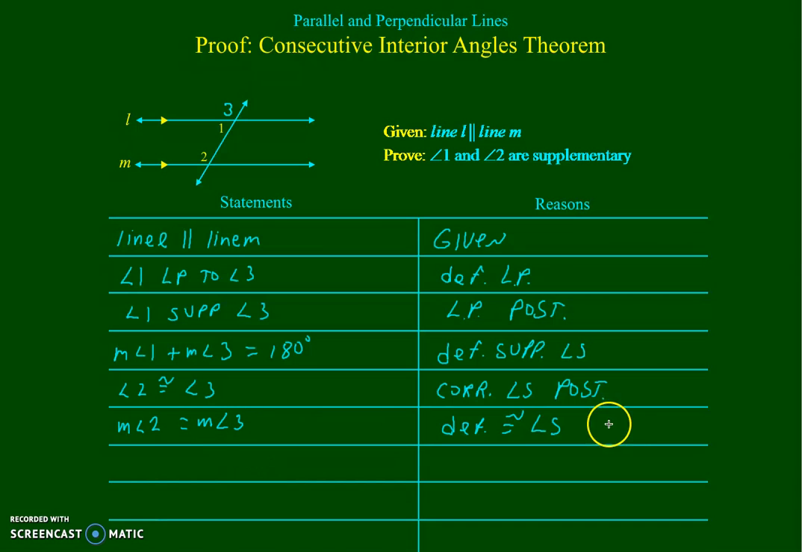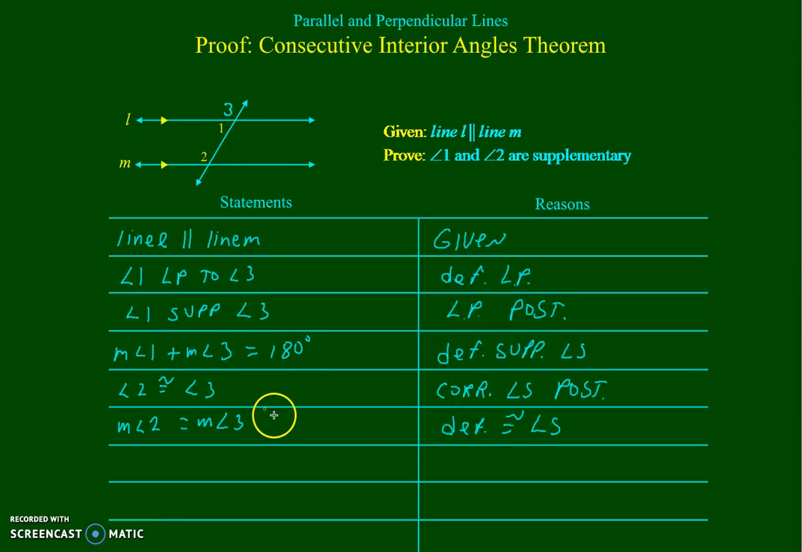Again, why did I do this? Well, because I had to get to the point where I could say that the measure of angle 1 plus the measure of angle 2 is 180, because ultimately I need to say that angle 1 is supplementary to angle 2. So I'm trying to substitute this 3 with this 2.